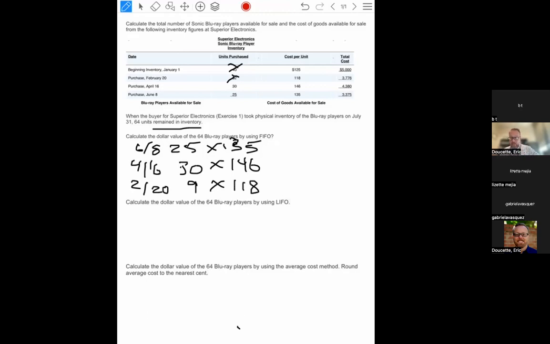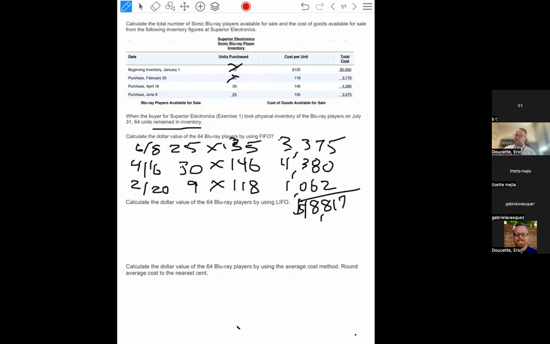So in this case, the 35 was worth 3,375. And the 30 at 146 was 4,380. And then the 9 times 118 was $1,062. That gives us a total of $8,817 in ending inventory for that one. So that's using FIFO. First in, first out. So the ones that were the oldest were the first ones gone.